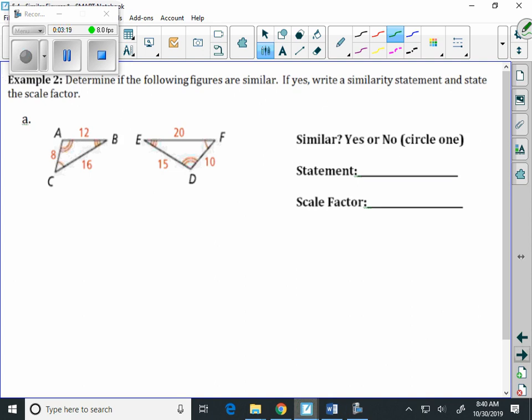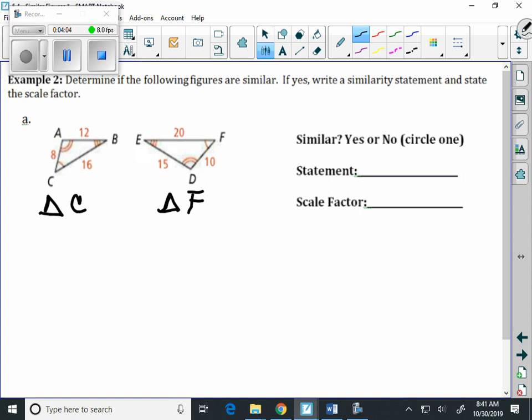If we take a look here at example 2, determine if the following figures are similar. If yes, write a similarity statement and state the scale factor. So the hard part on this one is we don't have something that says ABC is similar to DEF or something like that. But what we do have in this particular triangle is tick marks in the corner. Angle C has one tick mark in the first one. We're looking to compare whether they're similar. Over here, angle F has one tick mark.